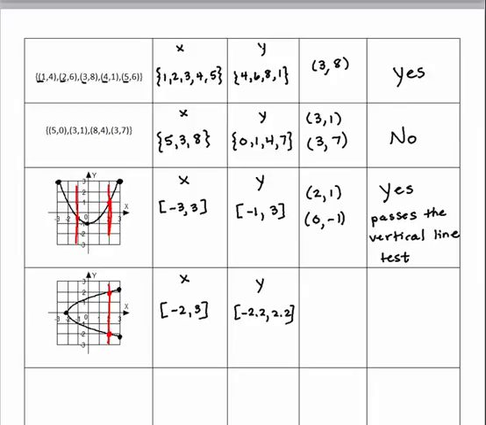Okay. I've seen that when x is 2, y could either be +2 or y could be -2. And because the same input has 2 different outputs, I have to say that no, this is not a function. In fact, it fails the vertical line test.